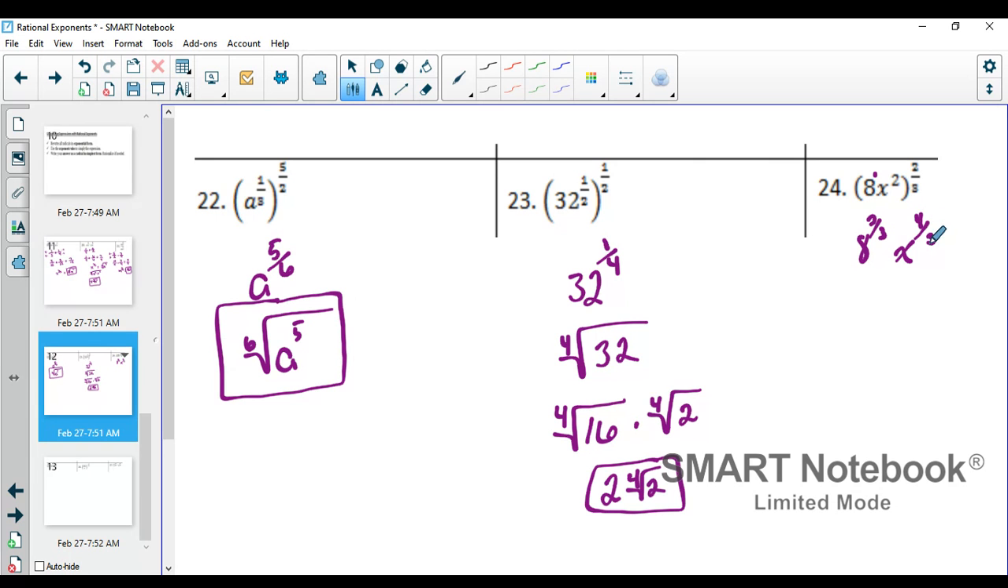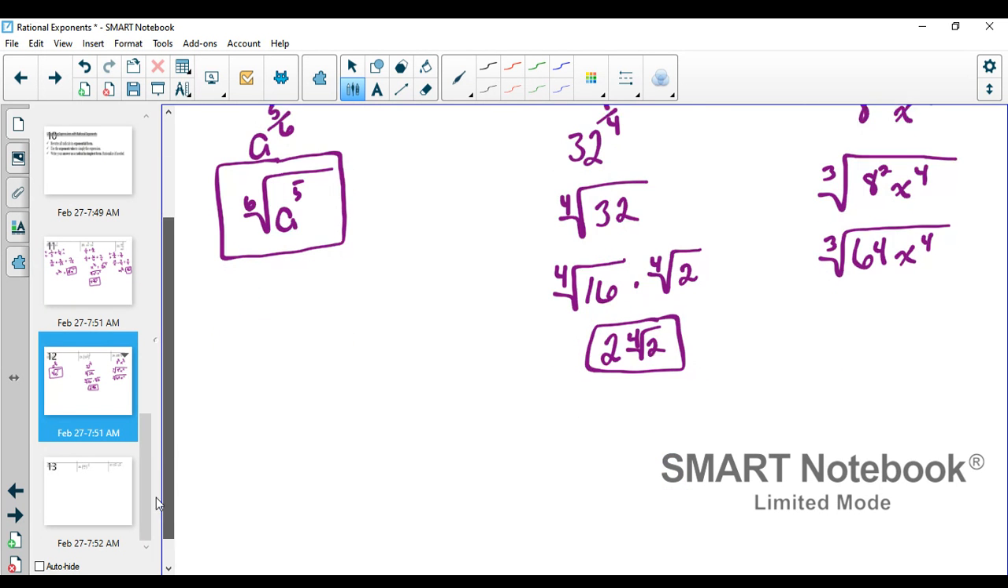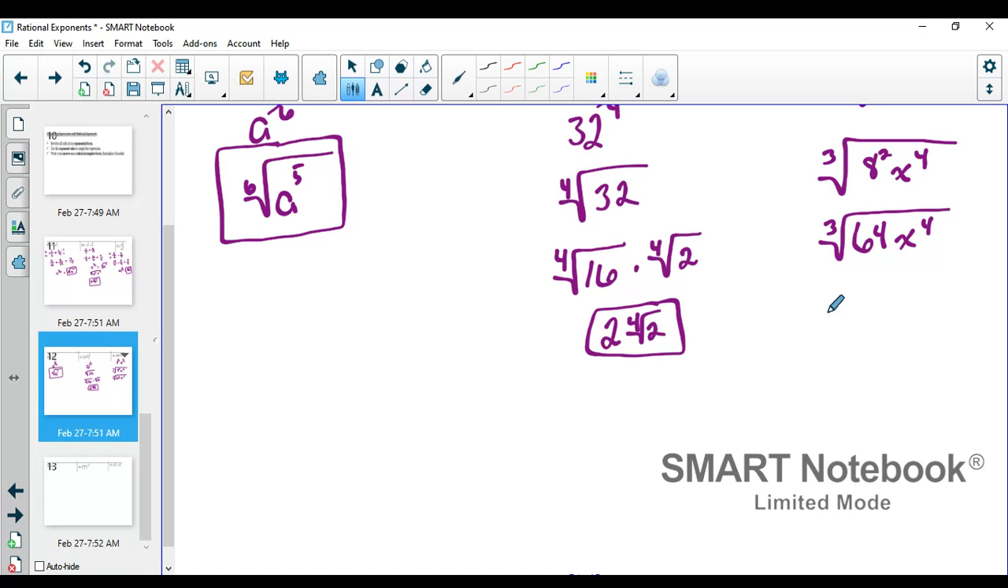Right? Now, to write this in radical form, because both of them have their denominator is 3. That means they're all under the cube root sign. So we have 8 squared and x to the 4th. Now 8 squared is 64. So we have the cube root of 64 x to the 4th power. And now this part, 64 has a cube root. It is a perfect cube, and its cube root is 4.